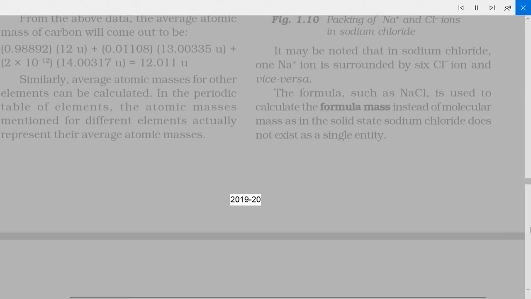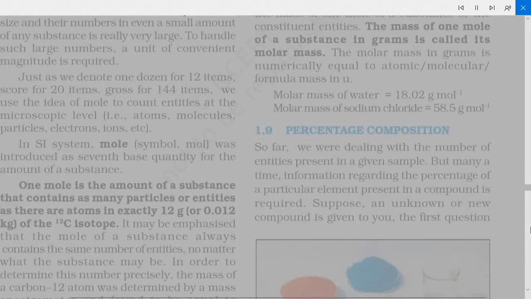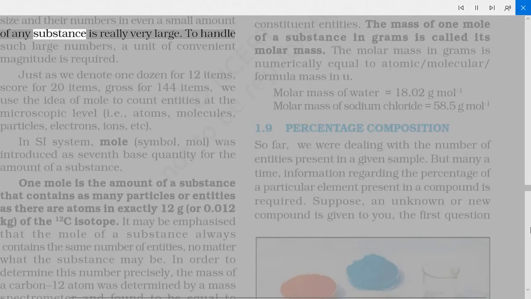1.8 Mole concept and molar masses. Atoms and molecules are extremely small in size, and their numbers in even a small amount of any substance is really very large. To handle such large numbers, a unit of convenient magnitude is required. Just as we denote 1 dozen for 12 items, score for 20 items, gross for 144 items, we use the idea of mole to count entities at the microscopic level, i.e., atoms, molecules, particles, electrons, ions, etc.